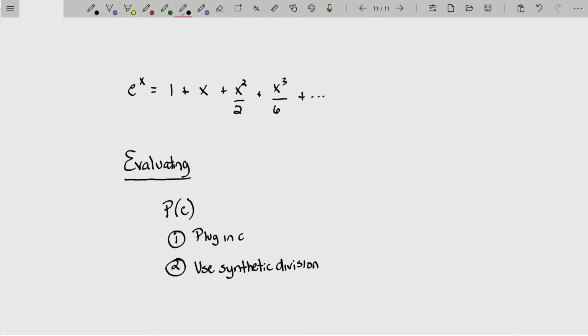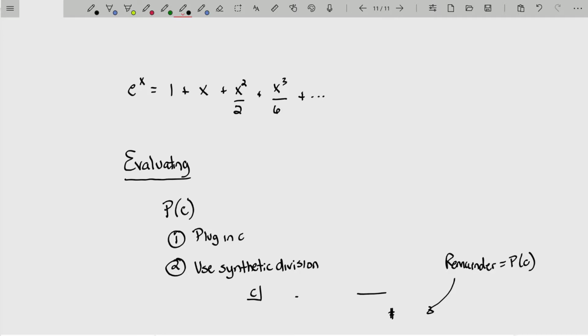The other option is to use synthetic division, right? Because we know that if you use synthetic division with C, the remainder, whatever that number is, is going to be P of C. And often I think that using synthetic division and using that remainder is faster, honestly. So for practice, you should just try using synthetic division to evaluate polynomials for a while instead of direct evaluation, because you just might be surprised at how much faster synthetic division is compared to direct evaluation.